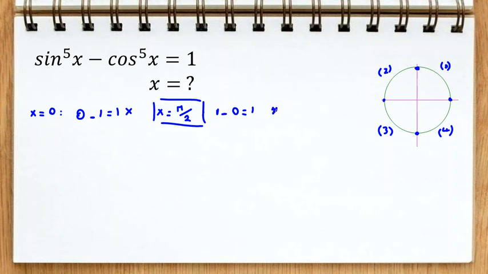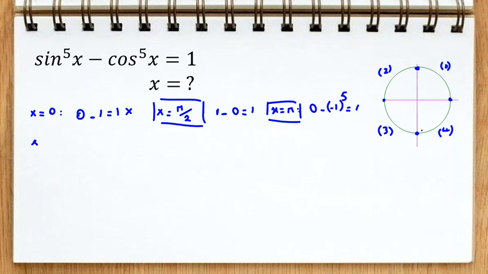If x equal to pi, sine is 0, minus cosine is -1. -1 to the power of 5 is +1. It's okay. So another answer is this.